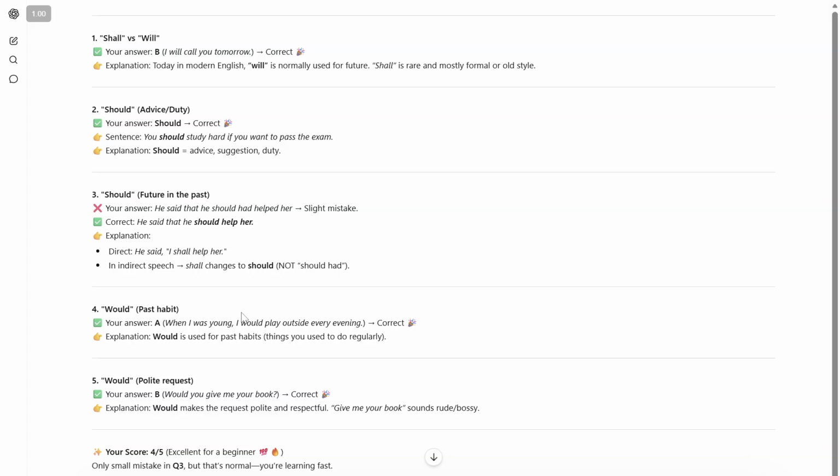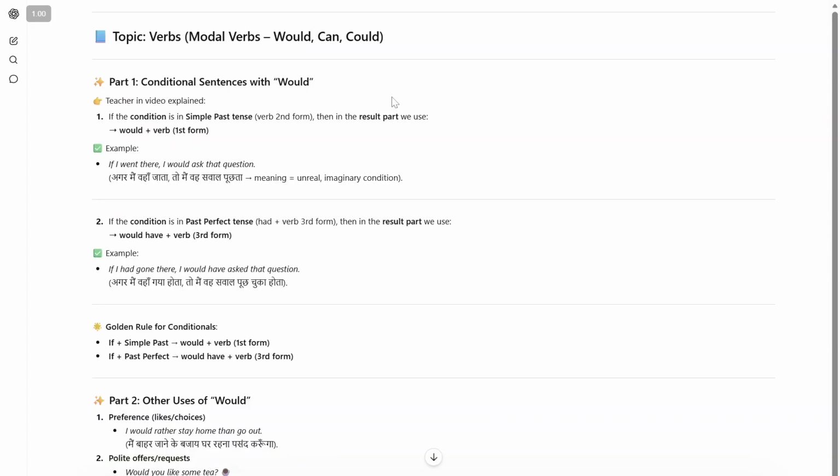4, would, past habit. Your answer, A, When I was young, I would play outside every evening. Correct. Explanation: would is used for past habits, things you used to do regularly. 5, would, polite request. Your answer, B, Would you give me your book? Let's break it down step by step in very simple English so it becomes crystal clear. I'll add examples, emojis, and summaries so you can study easily.